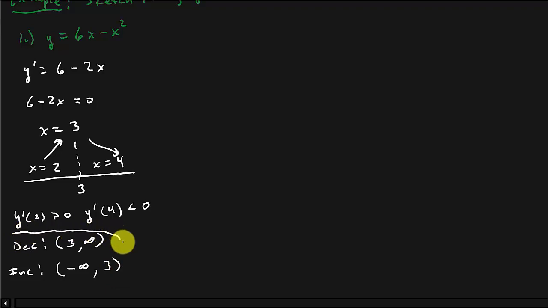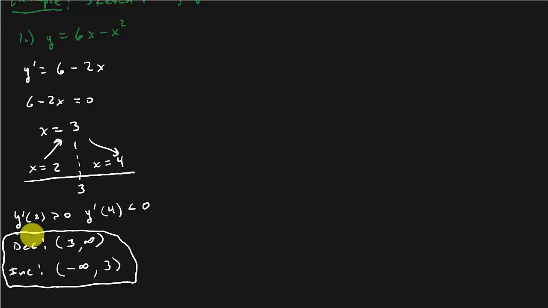And what I like to do is go ahead and circle your increasing, decreasing, relative max, min, concavity, and inflection points. Circle each of those so it's easy for you to go back and find them, because that's the information you're going to be using to sketch these graphs. Okay?